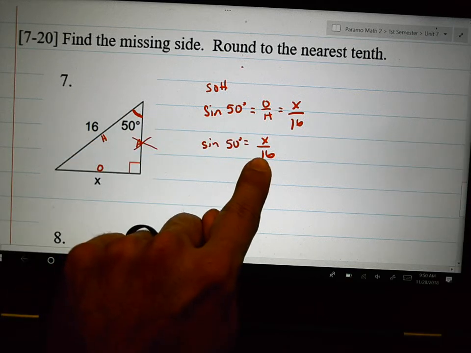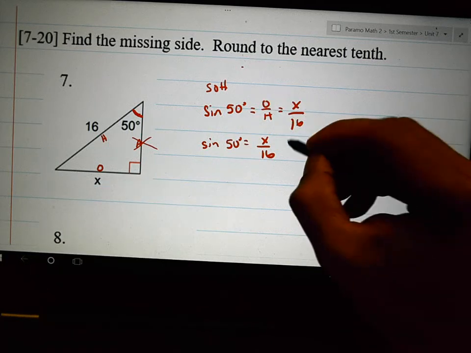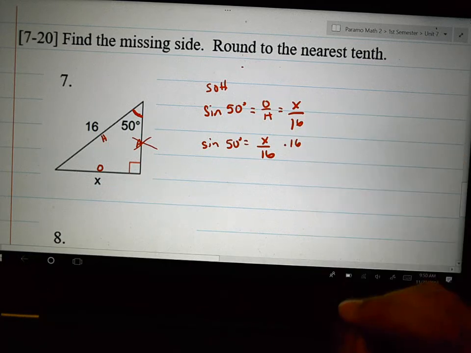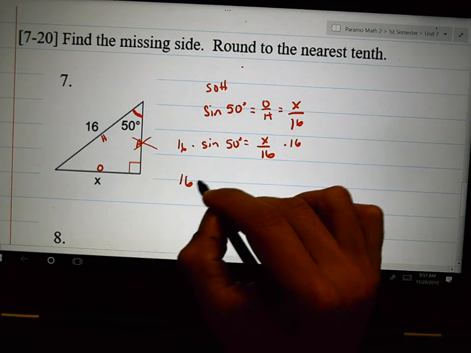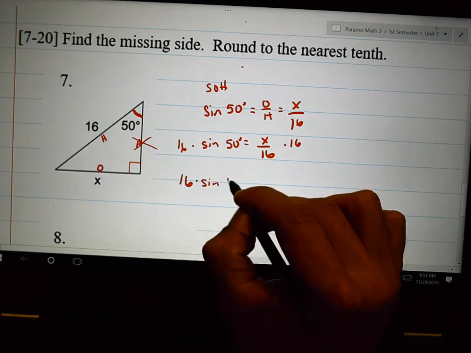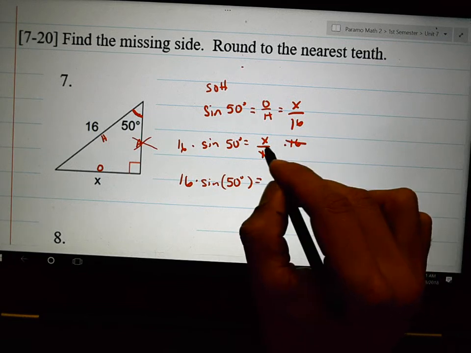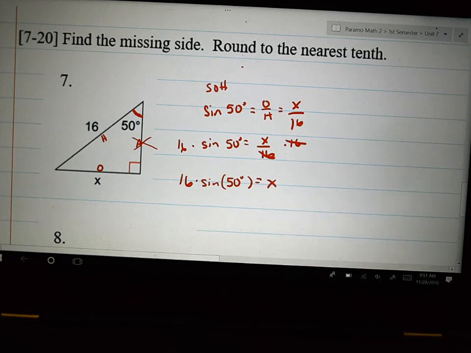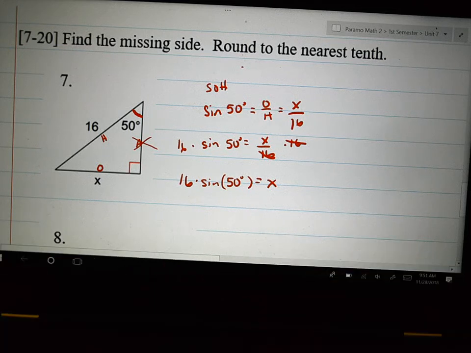The opposite of divided by 16 is times by 16. We're going to times by 16 on both sides. 16 times the sine of 50 degrees. 16 goes into 16 one time, and you're left with x. This is what our answer is going to be, except we're going to use our calculator to figure that out.